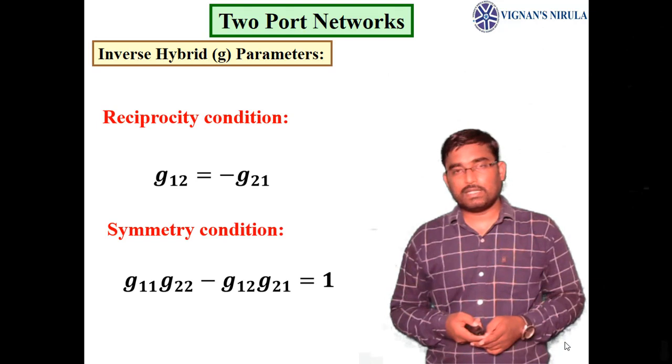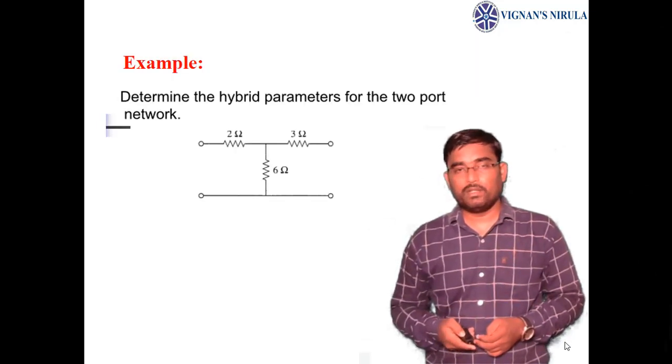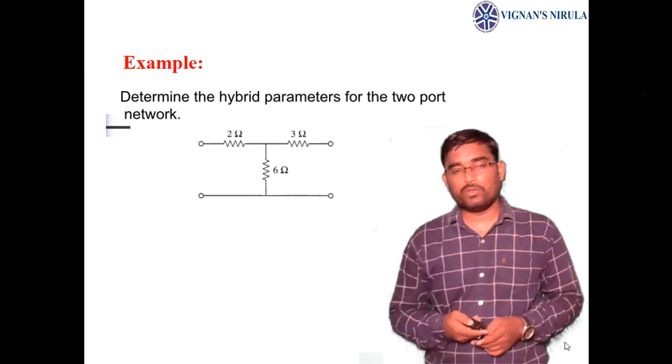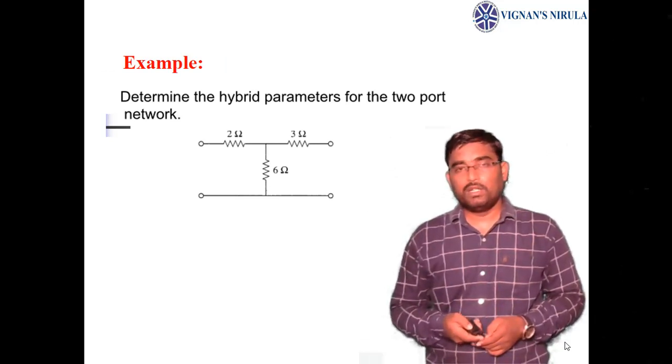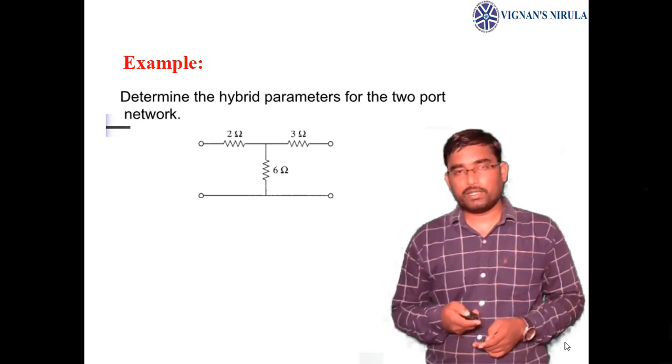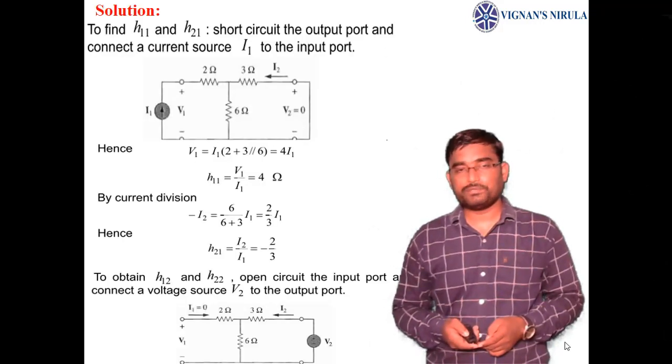If these conditions are satisfied, then the network is said to be reciprocal and symmetrical. Now let us take a small example. Here the circuit contains 2 ohms, 6 ohms, 3 ohms. Here hybrid parameters need to be determined for the circuit.